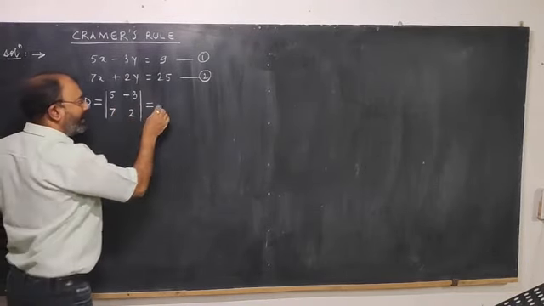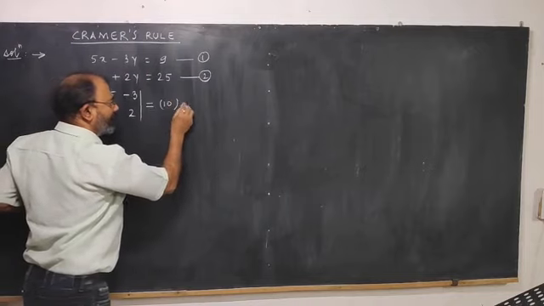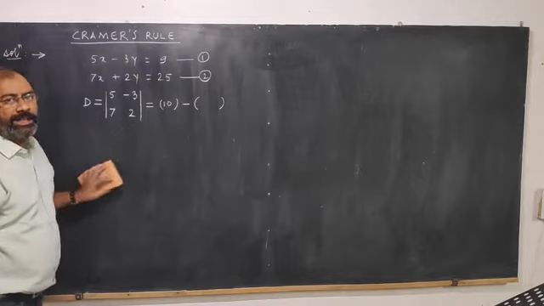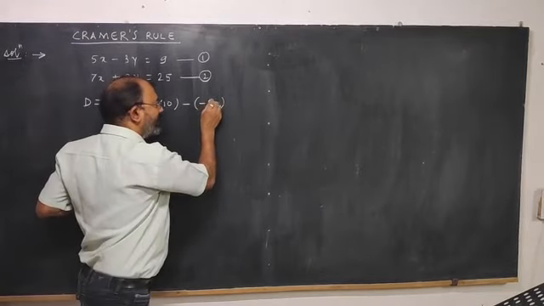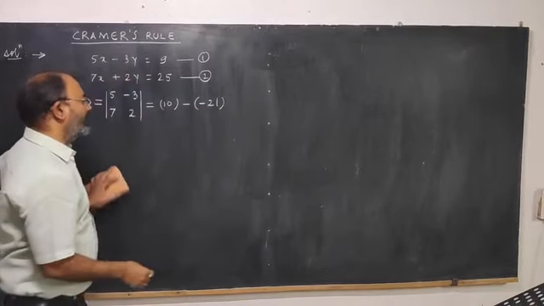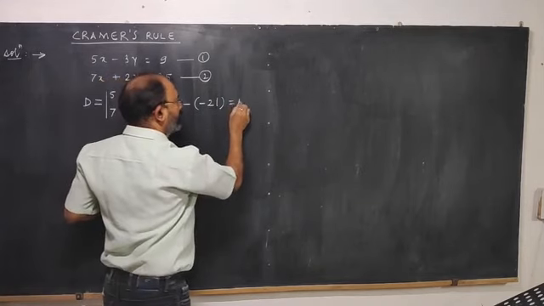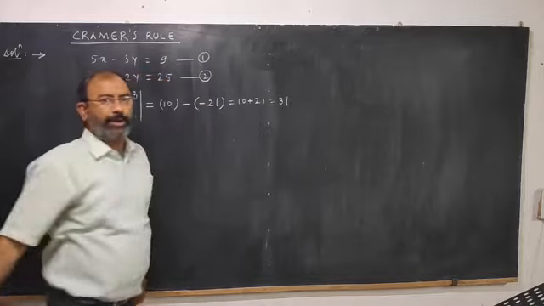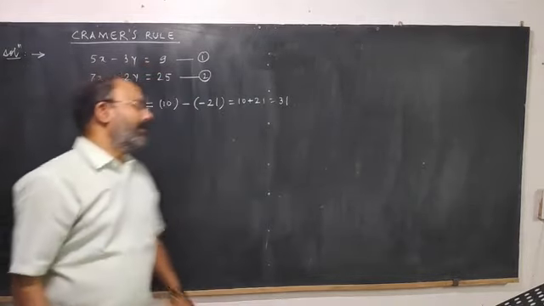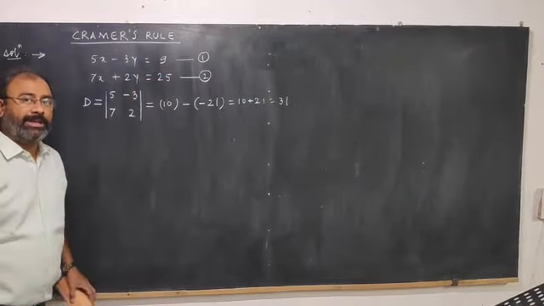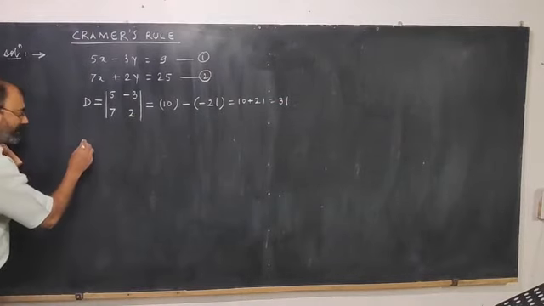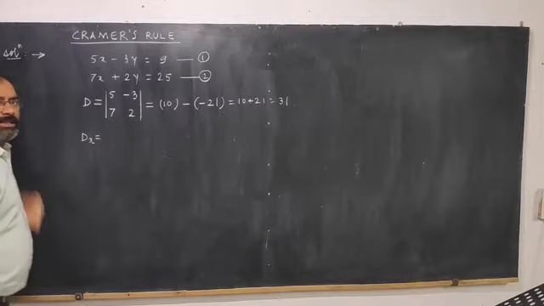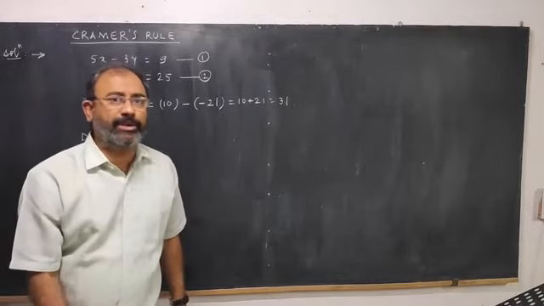5 2s are 10. So this will appear in the first bracket minus the second bracket. 7 3s are 21, but minus 3 is there, therefore minus 21. So what do we get? 10 plus 21 equal to 31. So this is your value of D. Then we calculate one more determinant, Dx. It is denoted by Dx. This notation is a standard notation, Dx.